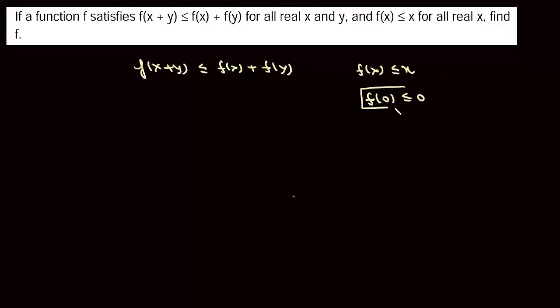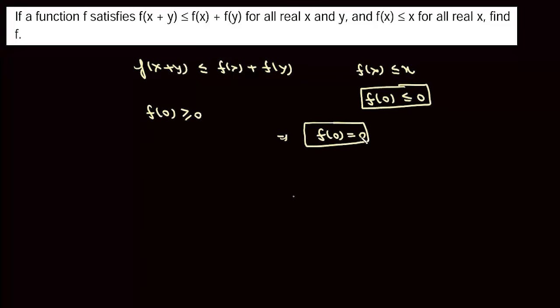Now in this question we are given that f satisfies f(x+y) is less than or equal to f(x) + f(y) for all x, y, and also f(x) is less than or equal to x for all real x. Find this function f. Now, from the second condition, we can write f(0) will be less than or equal to 0. And in the first condition, if we put x, y as 0, we'll get f(0) greater than or equal to 0. That means both conditions can only be true if f(0) is 0.